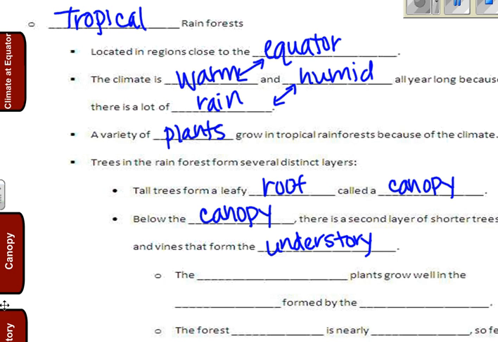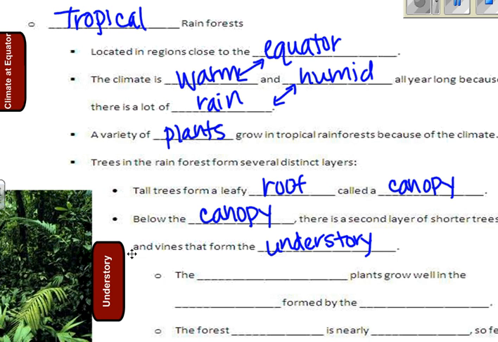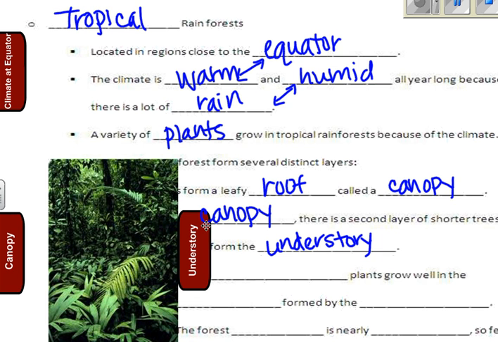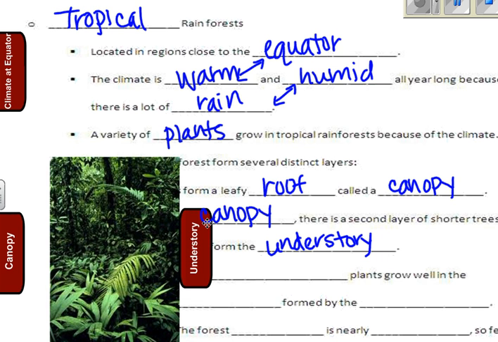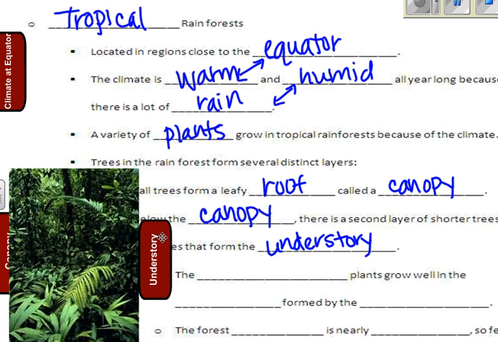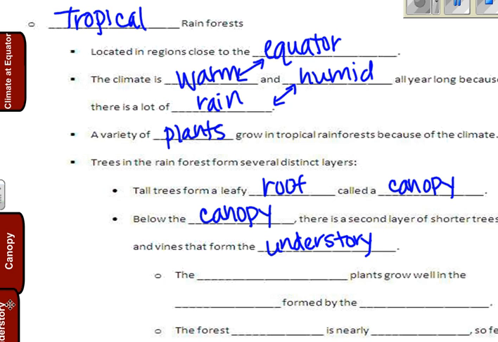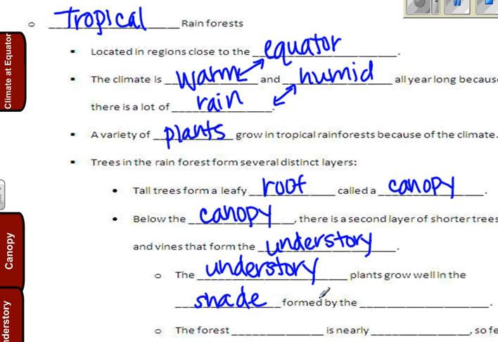Now the understory, that has shorter trees and vines, and it would look like this. Now how do they survive? Well, the understory plants grow well in the shade, which is good because they have a lot of shade, because there's not a lot of sunlight that can get through the canopy. So the understory plants grow well in the shade formed by the canopy.